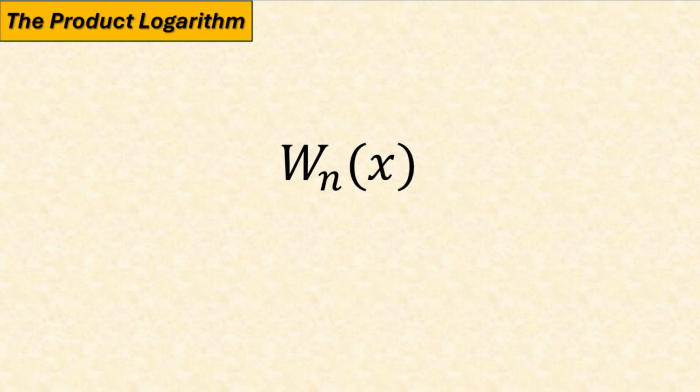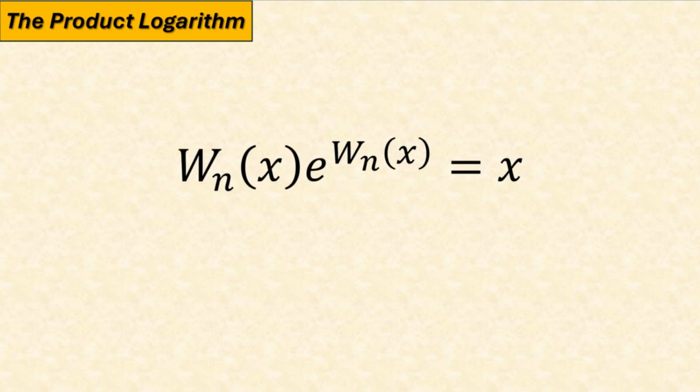Today I will be going over the product logarithm, a function with interesting use in mathematics. The product logarithm is symbolized as Wn of x, where n is any integer and x is any number both real and complex. Here the n just means the branch of the product logarithm you are looking at. Other names for the product logarithm include the Lambert W function and the omega function.